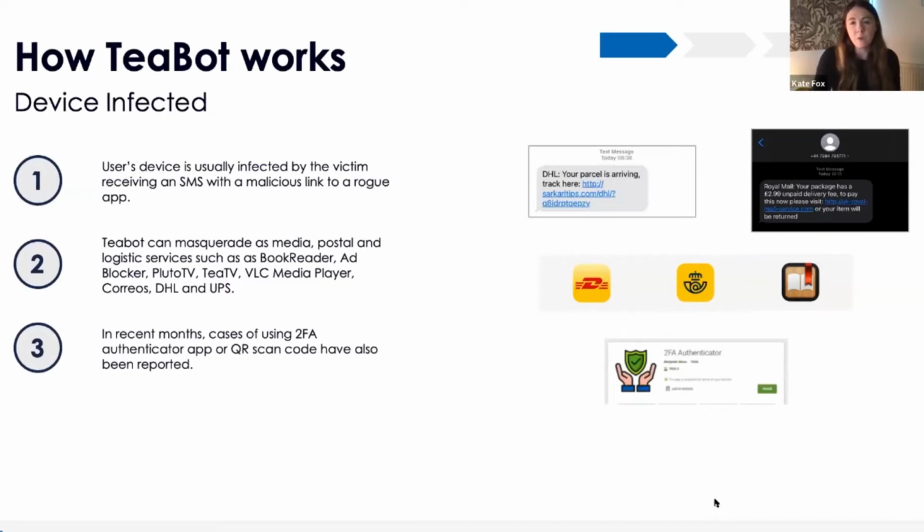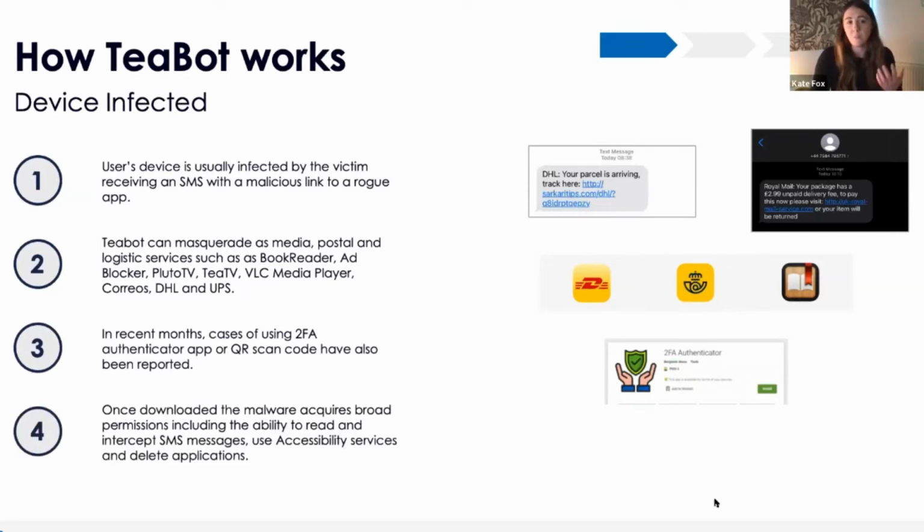In recent months, we've seen a shift from the postal apps being used to two-factor authenticating apps and the QR scan code. In the one we saw in Australia last year, the Vulture Trojan, the main app that customers were downloading was a two-factor authenticator. More recently, from other customers, we've seen the QR scan code being used as well. So the MO is slightly changing there.